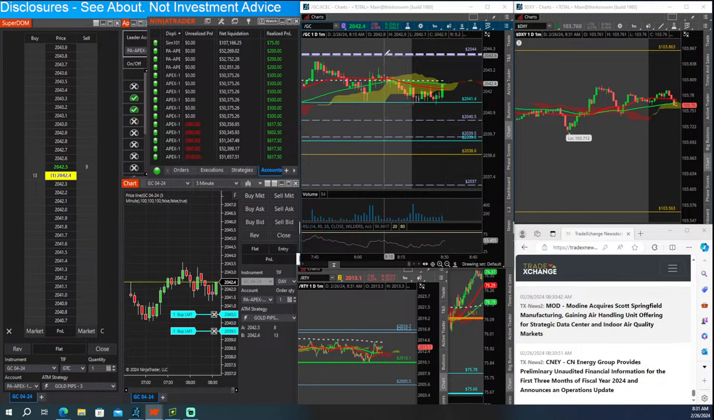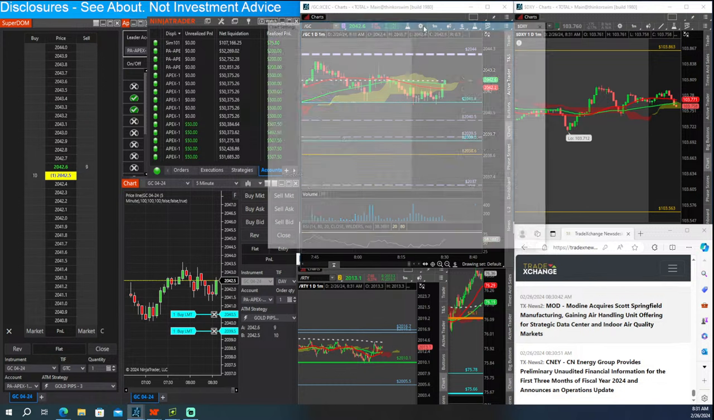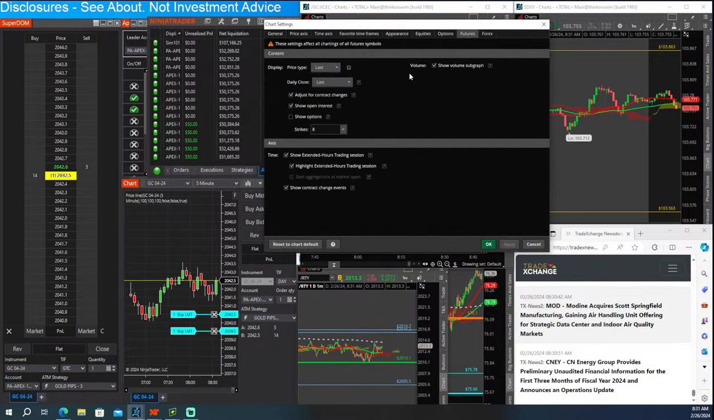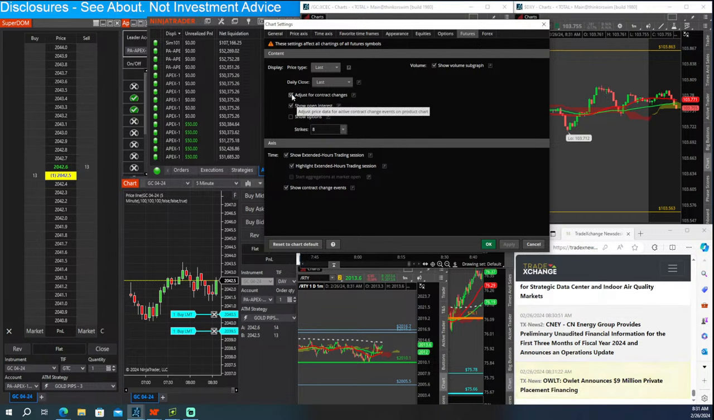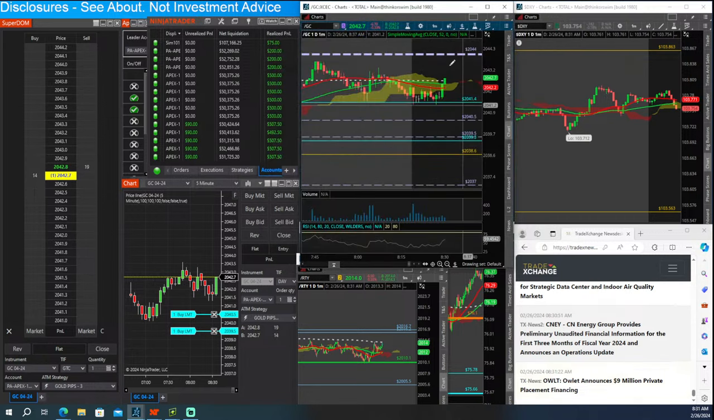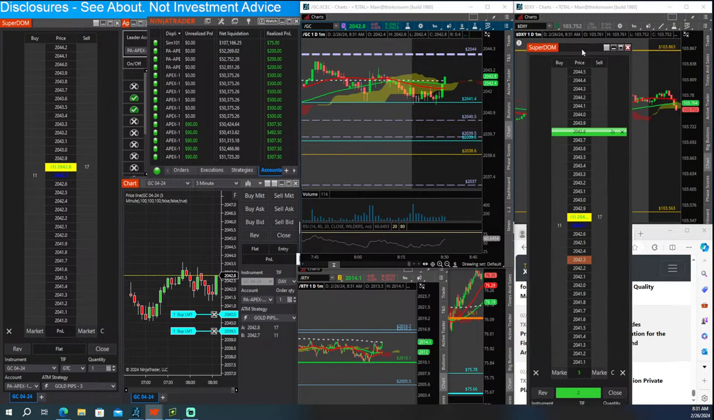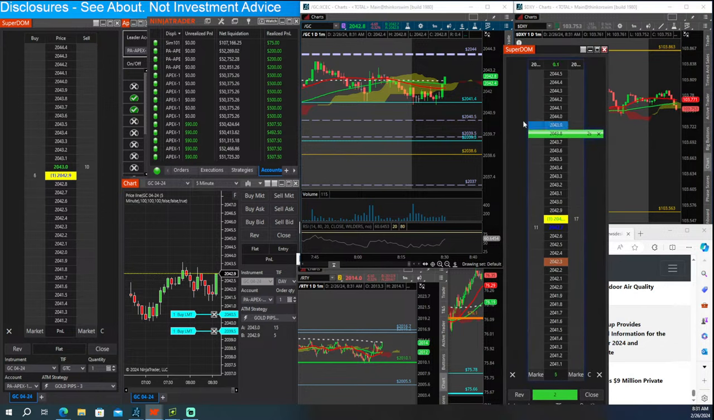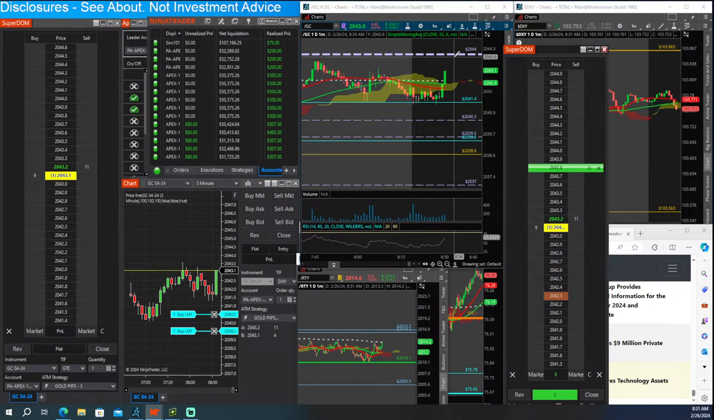These purple lines are new. I've been drawing the cloud lines based on adjust for contract changes. I've taken adjust for contract changes out, and it gives me the purple lines, just so you guys know. I'm just testing it. I actually just got filled on one of the contracts. My target is 2043.8, just right below that level right here.